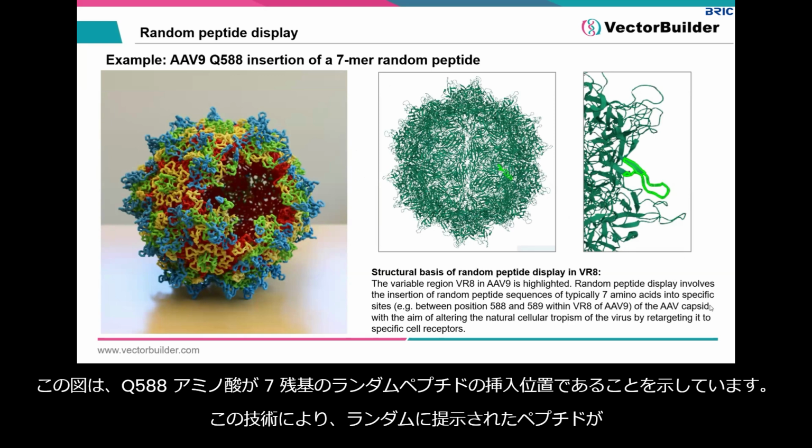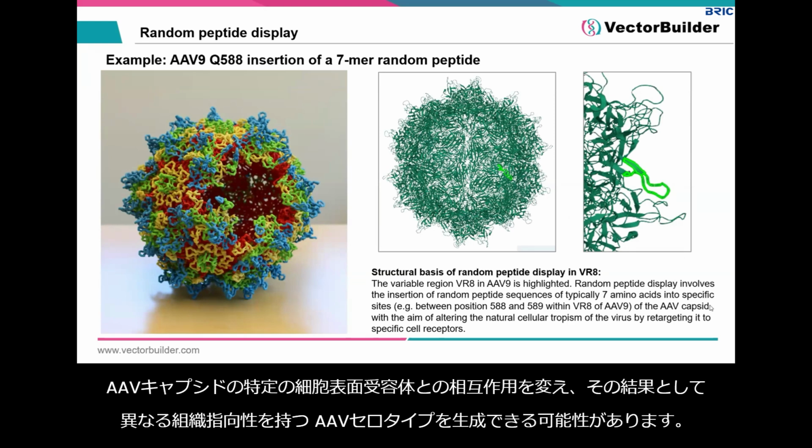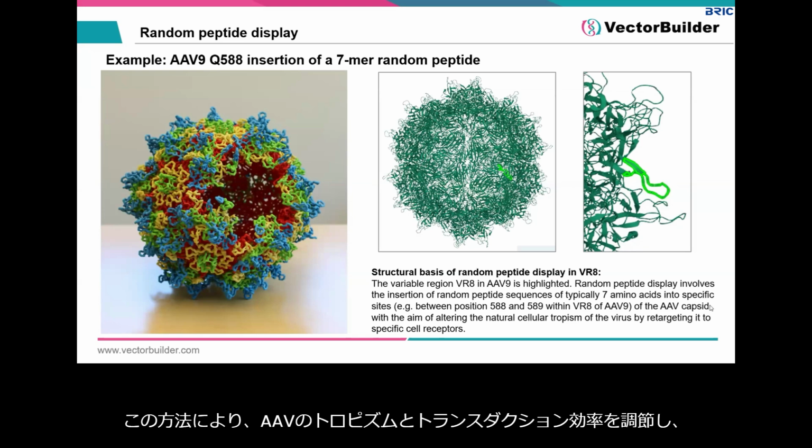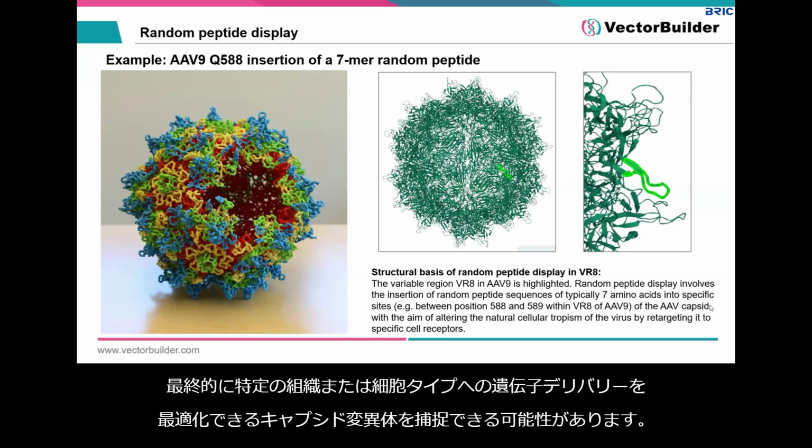This technique could potentially allow for generation of AAV serotypes with different tissue tropisms, as the randomly displayed peptides may alter the ability of the AAV capsid to interact with specific cell surface receptors. By this method, researchers can potentially capture capsid mutants capable of modulating AAV tropism and transduction efficiency, and eventually optimizing gene delivery to specific tissue or cell types.